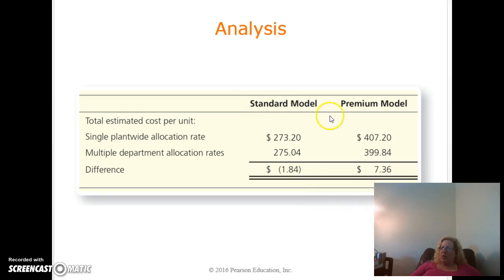So we have the standard model and the premium model. We have the total estimated cost per unit using a single plant-wide allocation rate. Under the standard model, $273.20. The premium model is $407.20. Using the multiple department allocation rates, we have $275.04 and then $399.84. And so the difference between those under the standard is negative $1.84, and under the premium, $7.36.